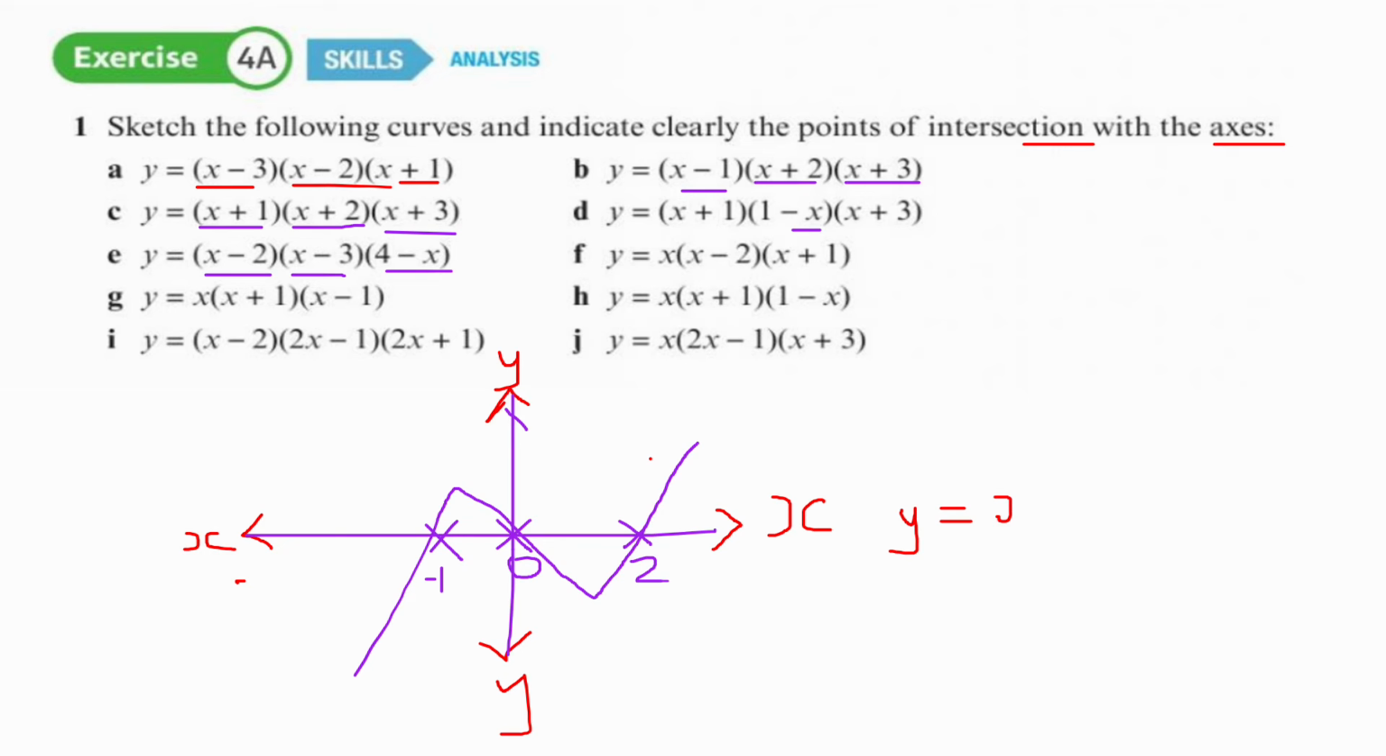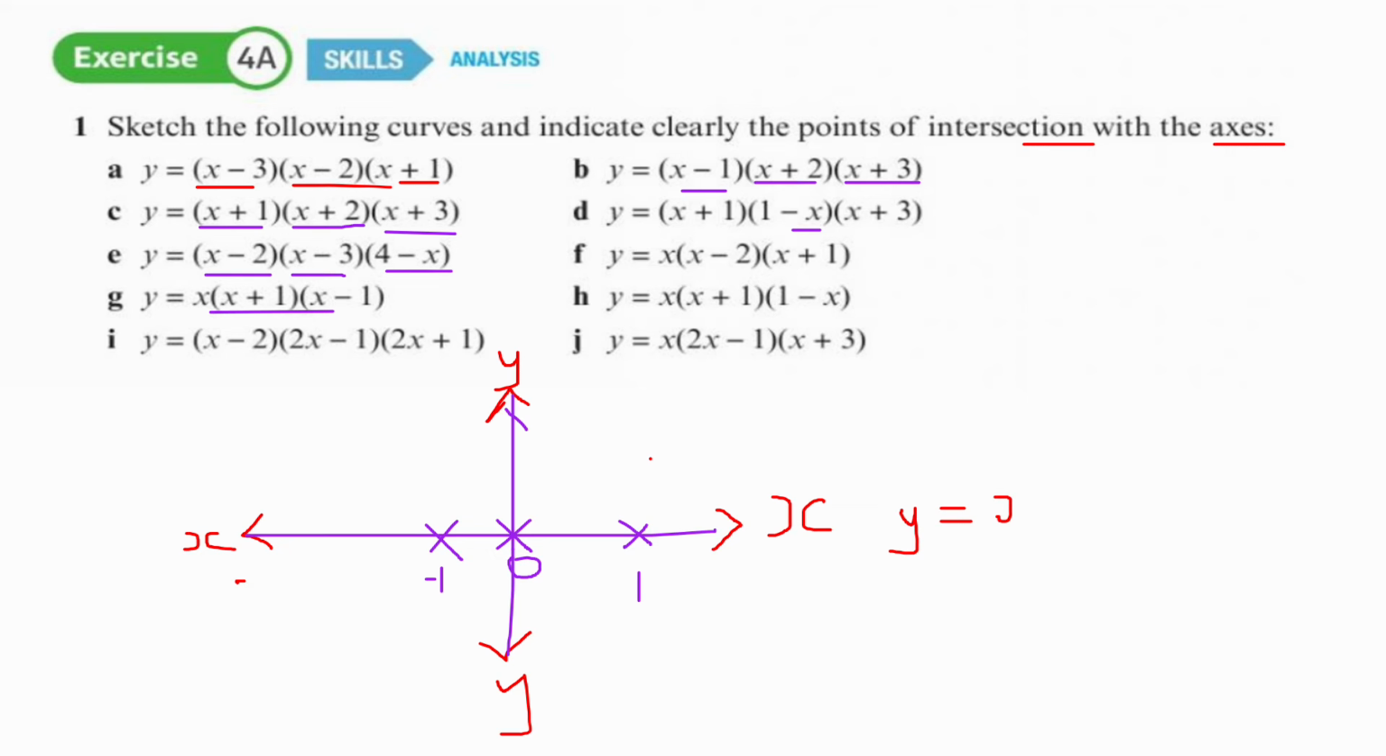For part G, again I've got a positive cubic. It crosses at 0, -1, and 1. So let's just change that to that. It looks like this as a rough sketch. Again, it crosses the y-axis at 0 because when x equals 0, y equals 0.